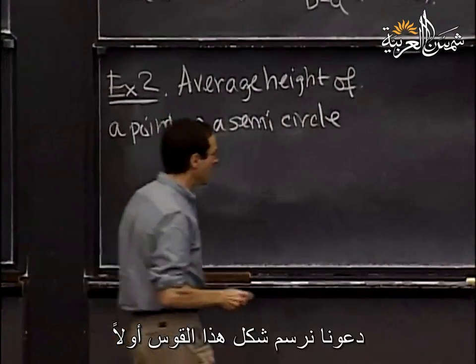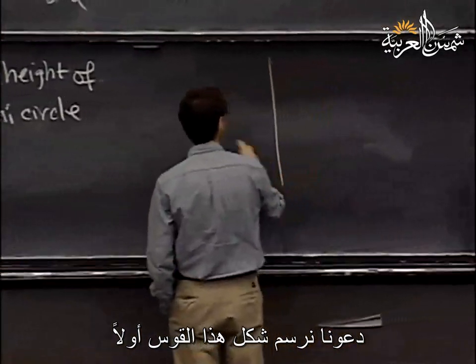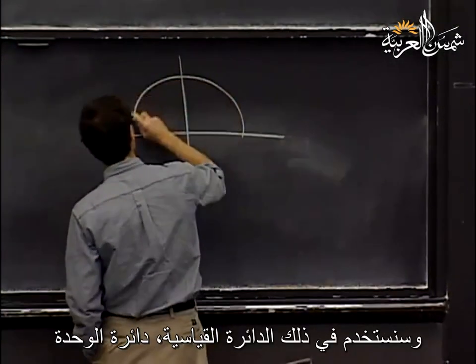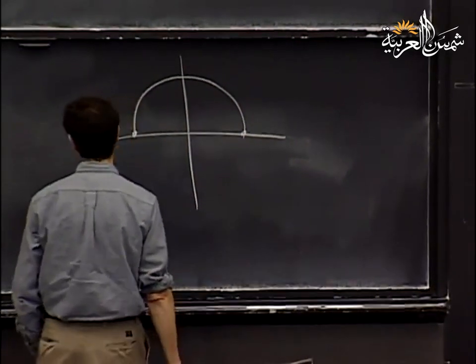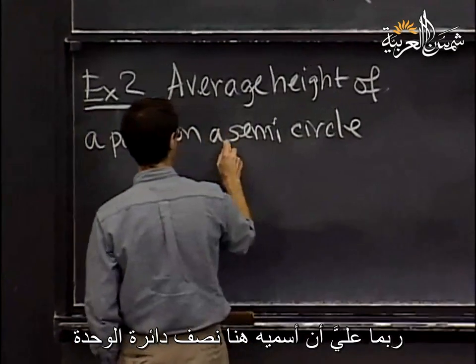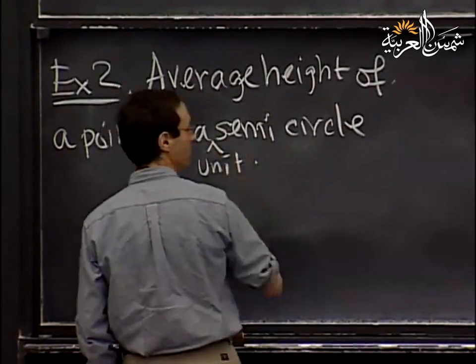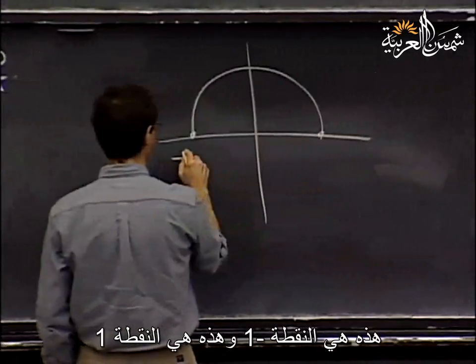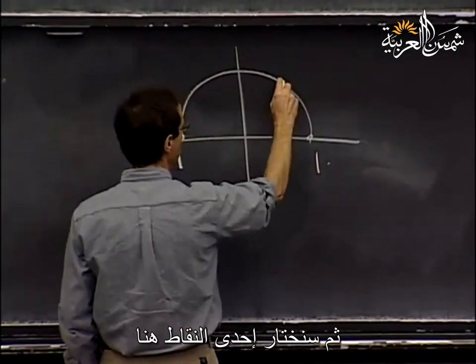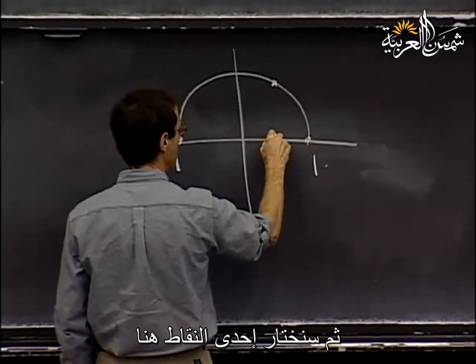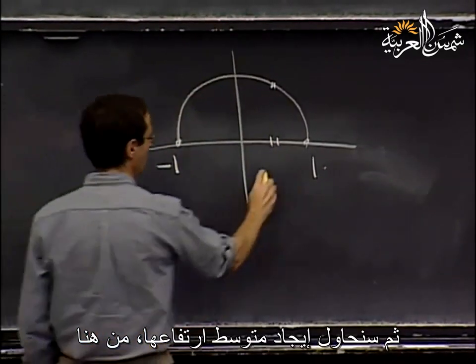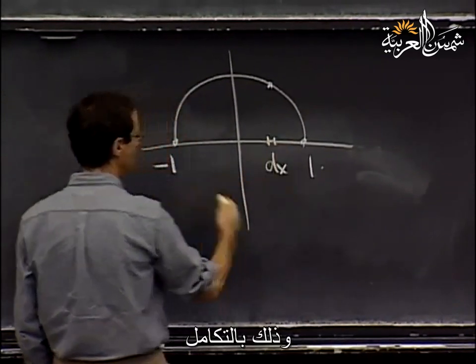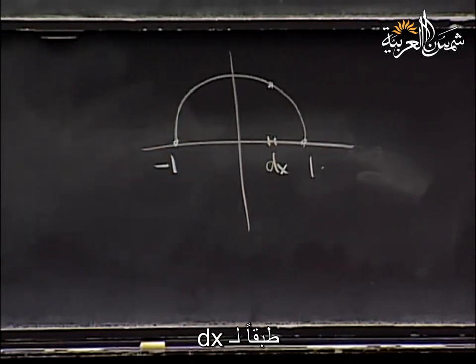And maybe I'll draw a picture of the semicircle first here, and we'll just make it the standard circle, the unit circle. So maybe I should have called it a unit semicircle. This is the point -1, this is the point 1, and we're picking a point over here, and we're going to take the typical or the average height here, integrating with respect to dx, so sort of continuously with respect to dx. Well, what is that?